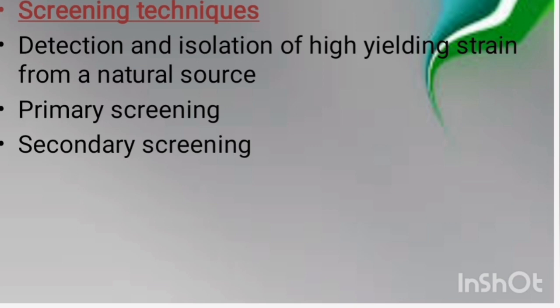Next, let's move on to screening techniques. The detection and isolation of high yielding species from a natural source material, for example soil, is called screening. The isolation and detection of high yielding strains from a natural source is called screening. There are two types of screening methods: primary screening and secondary screening.